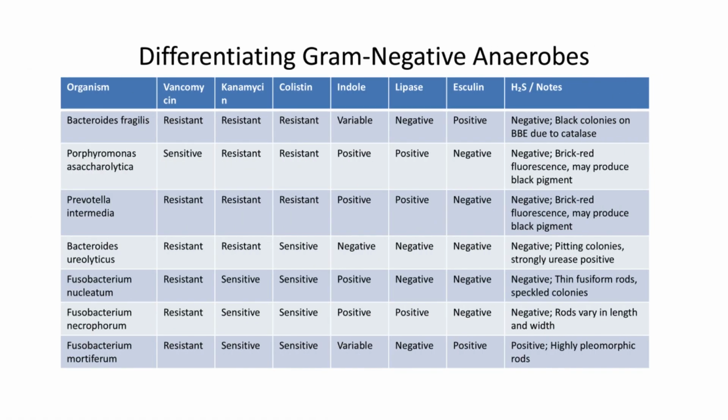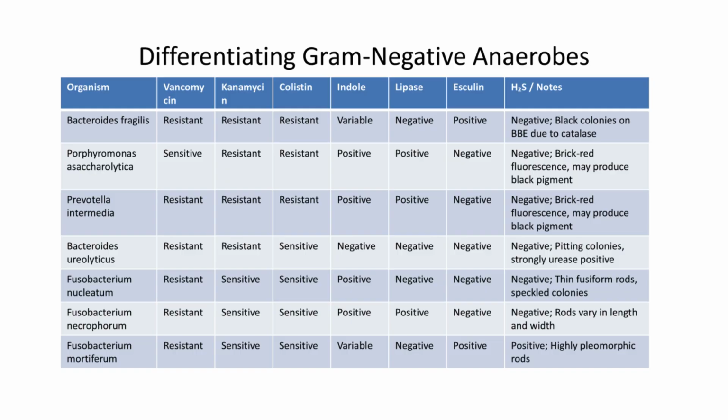This chart focuses on differentiating gram-negative anaerobes using antibiotic susceptibility discs, biochemical reactions, and colony characteristics. Let's begin with Bacteroides fragilis. It is resistant to vancomycin, resistant to kanamycin, and resistant to colistin. It shows variable results with indole, is negative for lipase, positive for esculin, and negative for hydrogen sulfide. On BBE agar, it produces black colonies due to esculin hydrolysis, making it distinctive.